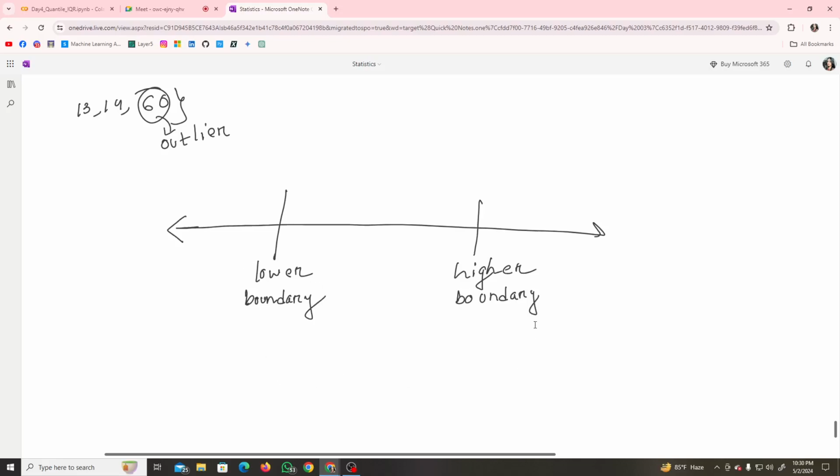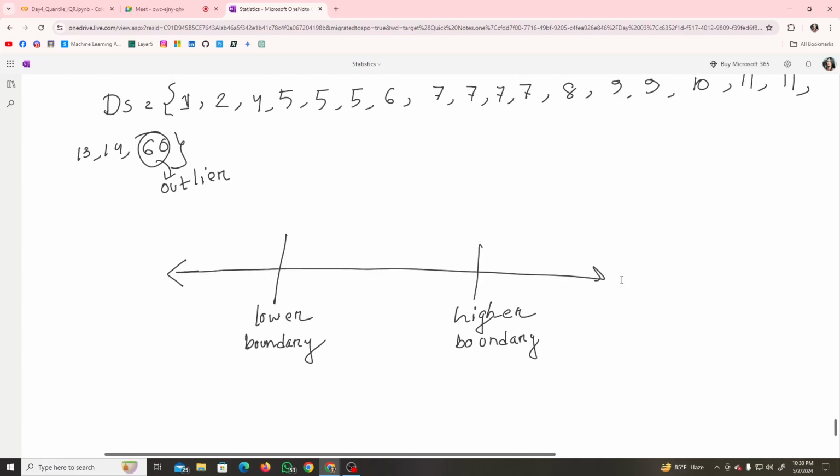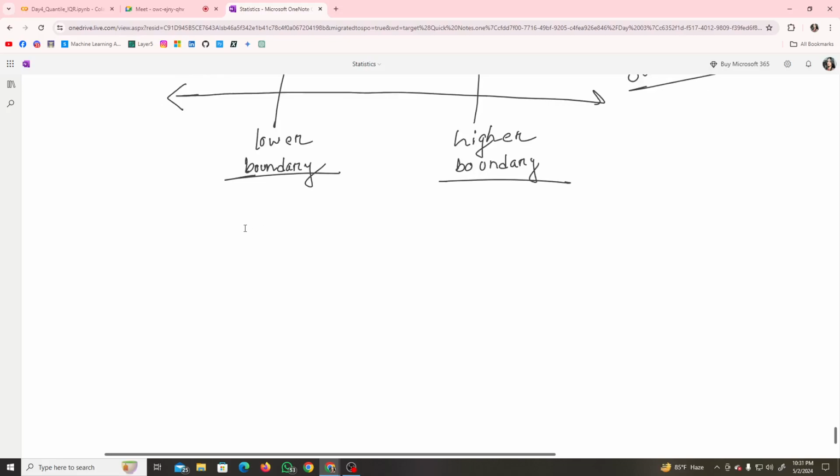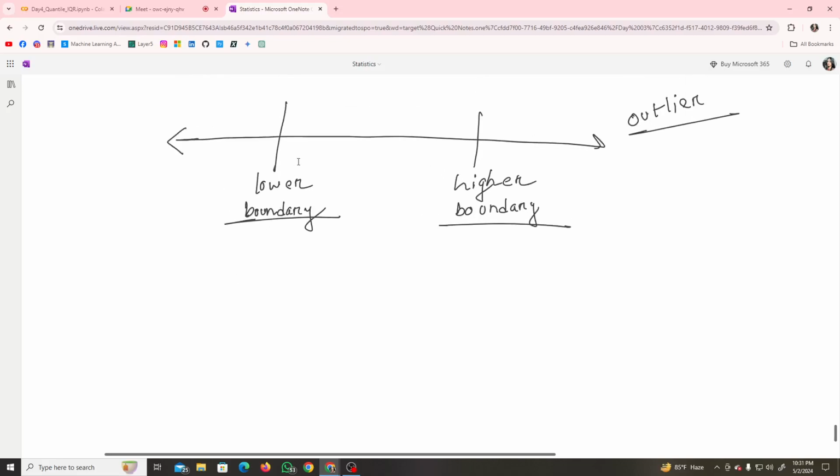By getting the lower boundary and higher boundary, you will get to know about the outliers in your data set. Any number below your lower boundary and any number above your higher boundary will be considered as outliers. So let's just do it. Let's solve this math and get your intuition clear. Firstly, we have to get the value of these two, lower boundary and higher boundary.